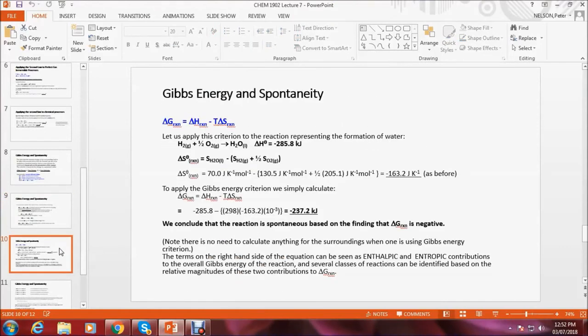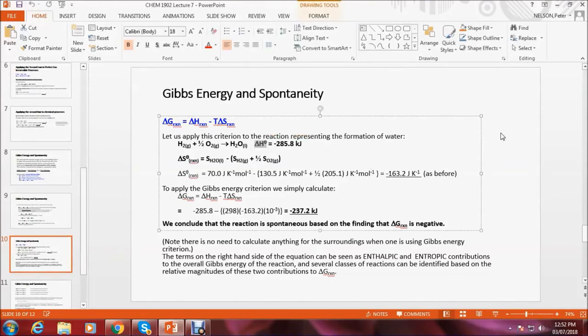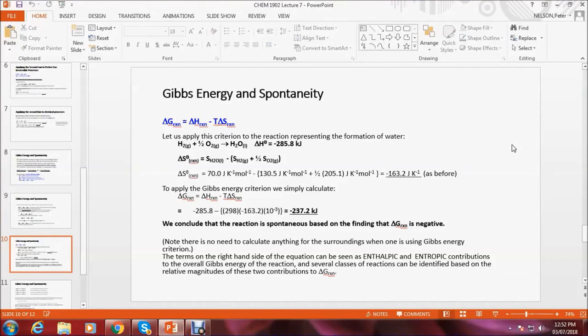Now, let's try to make use of this. Let's try to apply this and see how it works. Okay, the standard enthalpy change for the formation of water from oxygen and hydrogen is minus 285.8 kilojoules, as we mentioned before. We also calculated the standard entropy change for this process, and we got minus 163.2 joules per Kelvin as before.